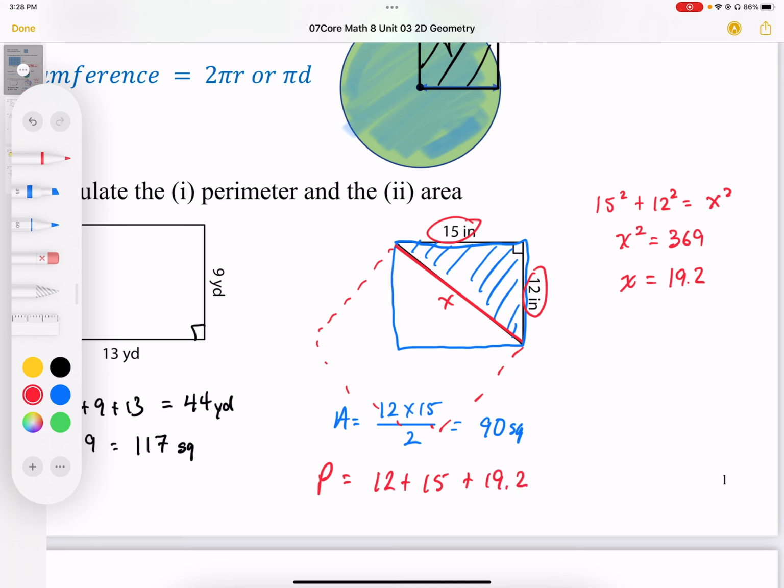Make sure you write it down. That allows us to keep track of things. So now on my calculator, I can just type in what I've written down. 12 plus 15 plus 19.2 gives me 46.2, in this case inches of perimeter.